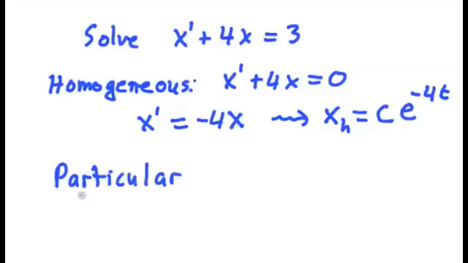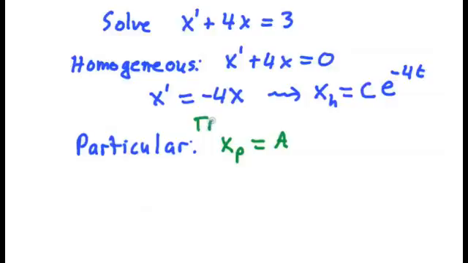Our strategy for particular solutions is almost always going to be the same. We're going to guess a solution of a certain form and then see where the algebra leads us. Since I have a constant on the right-hand side of my differential equation, I'm going to guess xp, p for particular, is a constant. Let's call the constant a. So what I'm officially doing is trying a solution. Well, after you try a solution, the next thing you do is you substitute. That's a formal way of saying you plug what you guessed into the original equation.